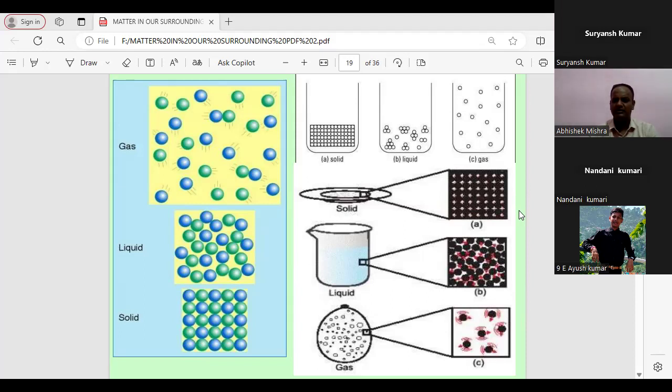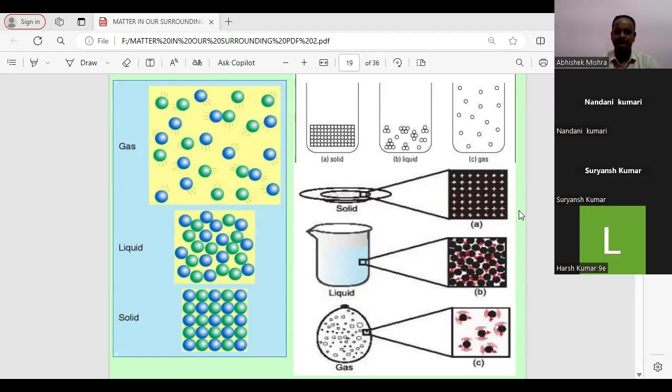Yes, sir. Solid has a high density, liquid has less than solid, gas has the lowest density.